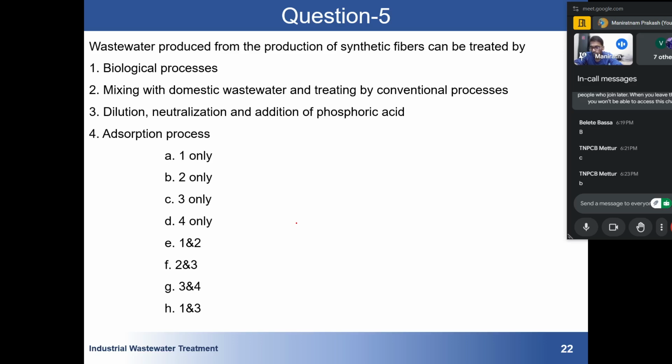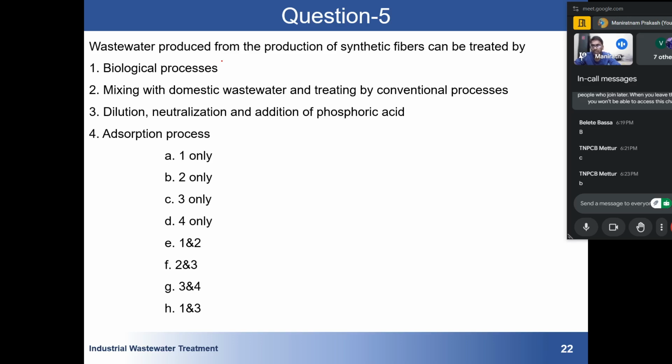So first you have to know what kind of waste is being produced from the synthetic fibers. Now, depending upon that, you can treat it. Treatment can be done by a biological process, but only if it contains a high amount of biodegradable matter. Does this synthetic one contain a high amount? First you have to know this thing.